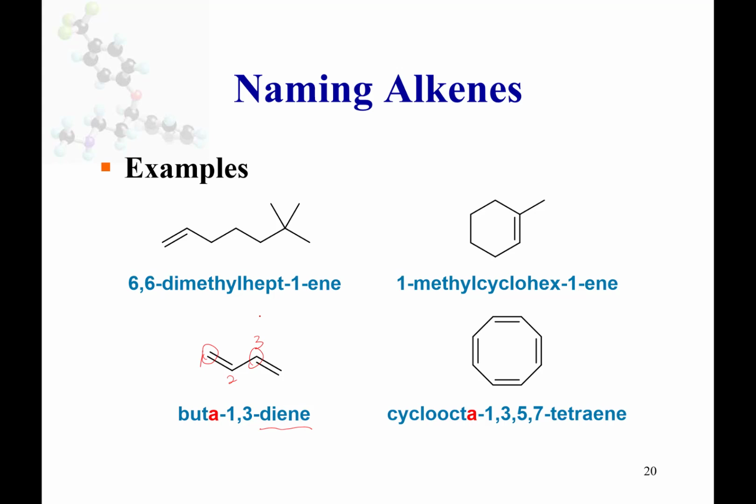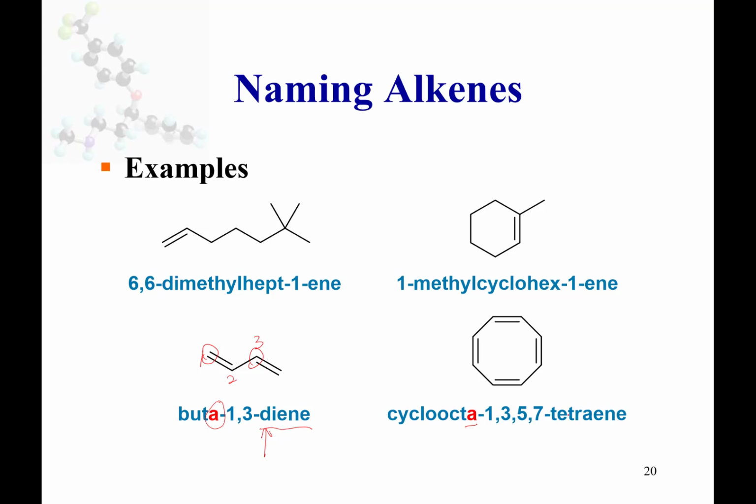This is all very well, but people in the past have found this very hard to say. So therefore, in such cases, where the suffix begins with a consonant, they add an extra A. So it's not butdiene, it's butadiene. And more specifically, it is buta-1,3-diene.